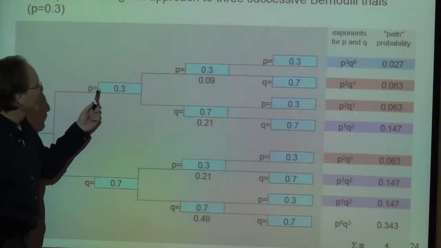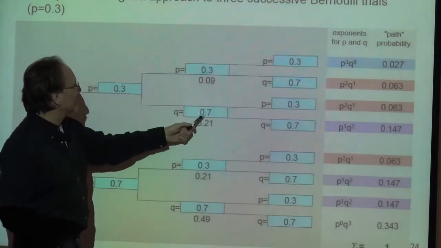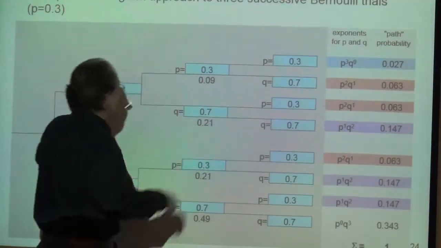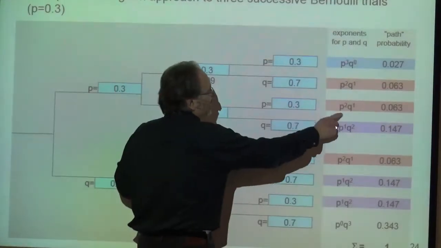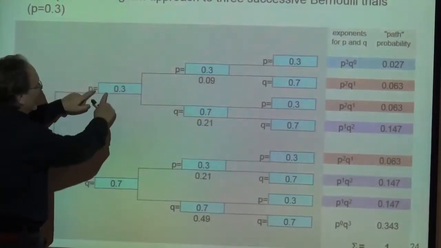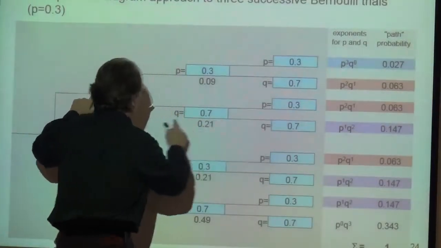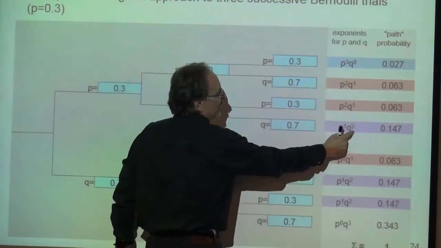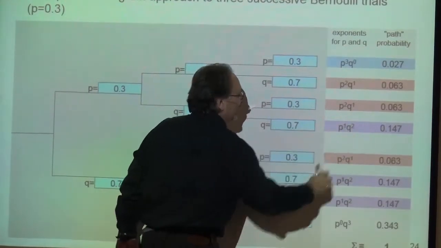Let's look at this path. 0.3 times 0.7, P times Q times P. I have 2 P's, 1 Q, so it's p squared, q to the first, same probability. And finally, this path, p times q times q, so it's 1 p, 2 q's. So those are my exponents for p and q, and that's the probability.